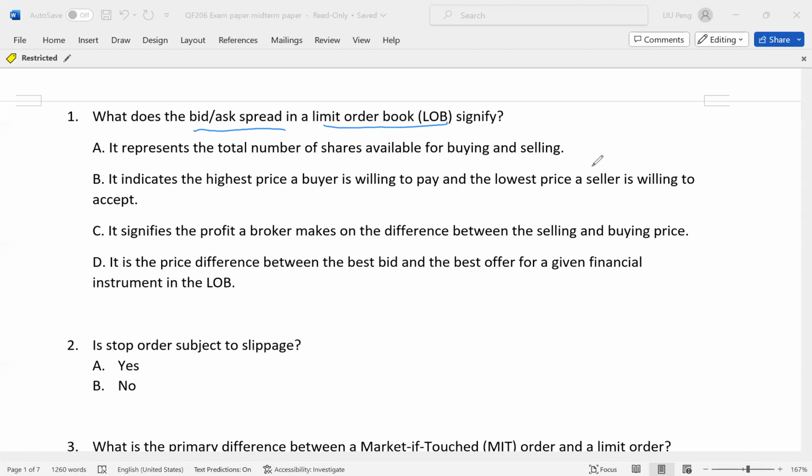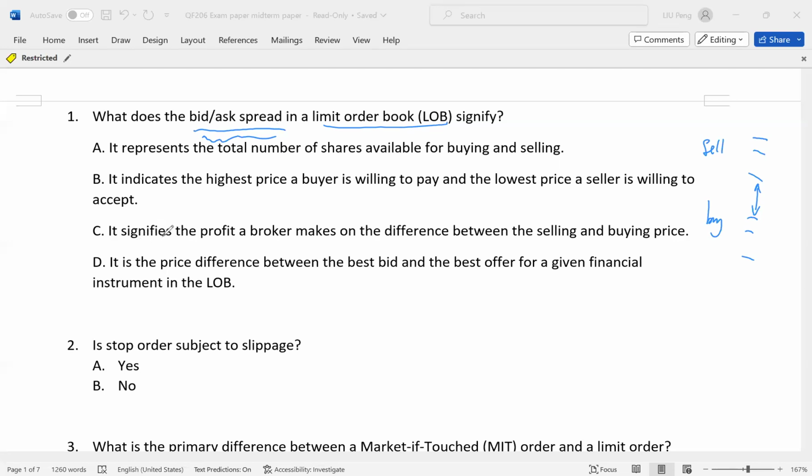All right. So the second one says indicates the highest price the buyer is going to pay and the lowest price for the selling side, which is also partially correct. So there are different price tiers, and if you look at the sell side, right, I have different tiers, and then we have the buy side, different tiers as well. And then this gap is what we call the bid-ask spread, right? So this is the spread.